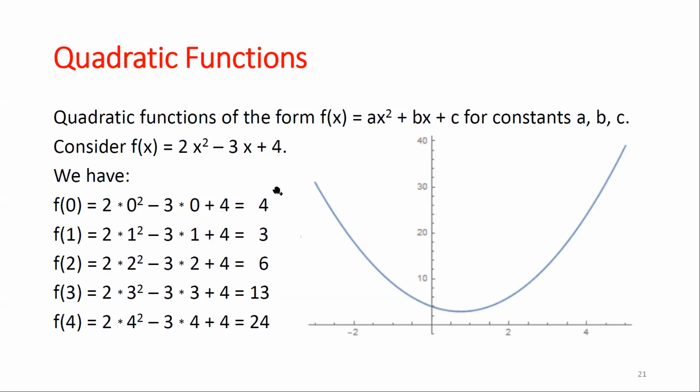Sure. If I asked you to evaluate it at -1, what would it be? It'd be 2 times -1 squared, which is just 1, so the first piece would be 2 when x equals -1. Then you have -3 times -1, which is really just 3. So we have 2 plus 3 is 5, plus 4 is 9. Right. And if we look at it, here is -1.